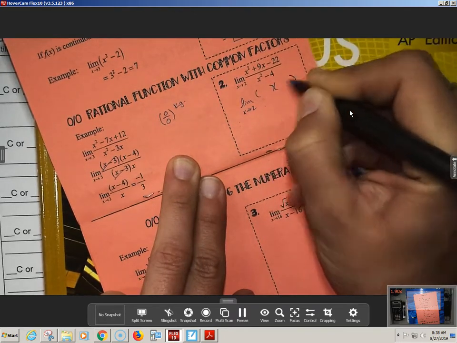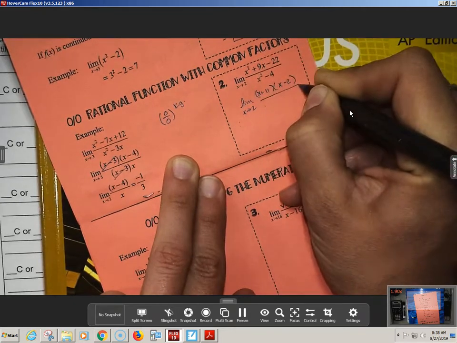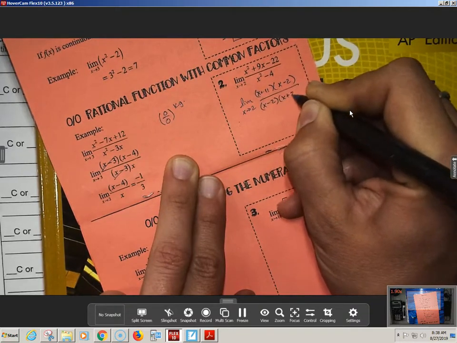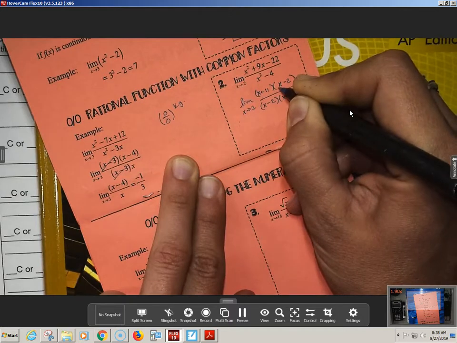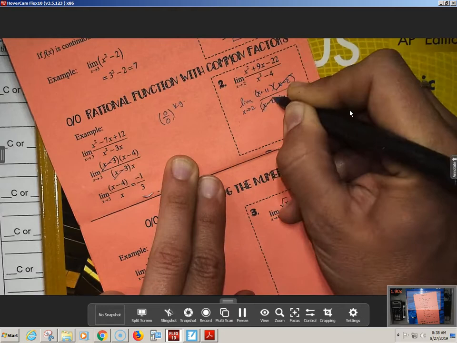Good. X plus 11, x minus 2. How can I factor the denominator? X minus 2, x plus 2. What can I do with the x minus 2's? Canceling means they go to 0. Reducing means it goes to 1.